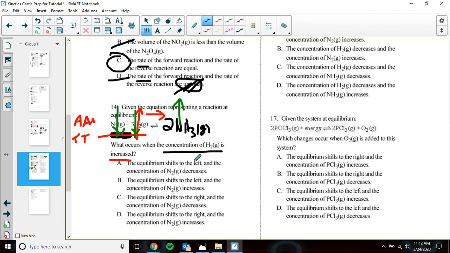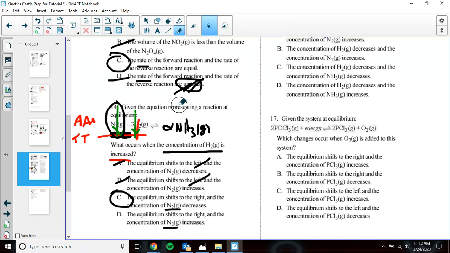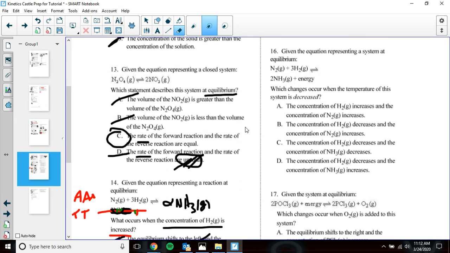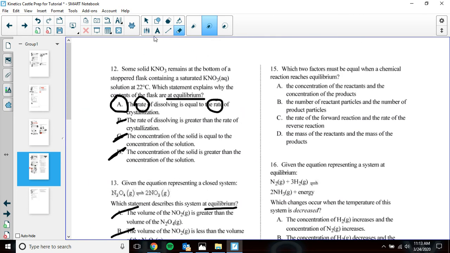So it says the equilibrium shifts to the left. That's wrong. We just realized it shifts to the right. So every time it says shifts left, wrong. We know it shifts to the right. And then it wants to know about N2. We did the whole thing out. We see here N2 decreases. So we're going to say the concentration of N2 decreases, not increases. And now we've done both parts of the problem and gotten full credit for our multiple choice question. I understand it's a lot of work, but that's just how these things go. Welcome to chemistry.